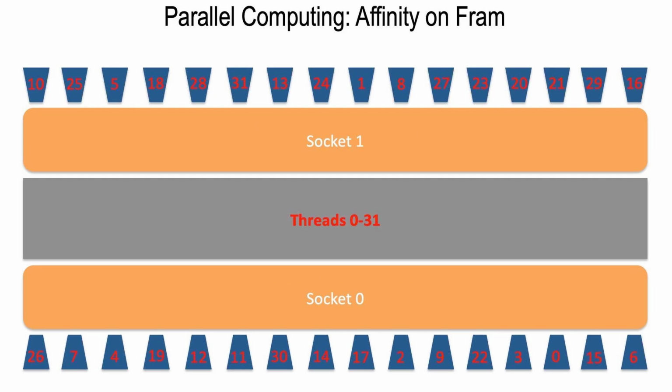In our previous video, when performing tests on Fram with 32 threads, the threads were randomly assigned to the CPU cores on the node. The diagram shows a possible random distribution of threads numbered from 0 to 31. It's clear that these threads are spread randomly across both sockets. This random distribution is suboptimal for cache performance, consequently impacting the parallel computing performance with OpenMP.